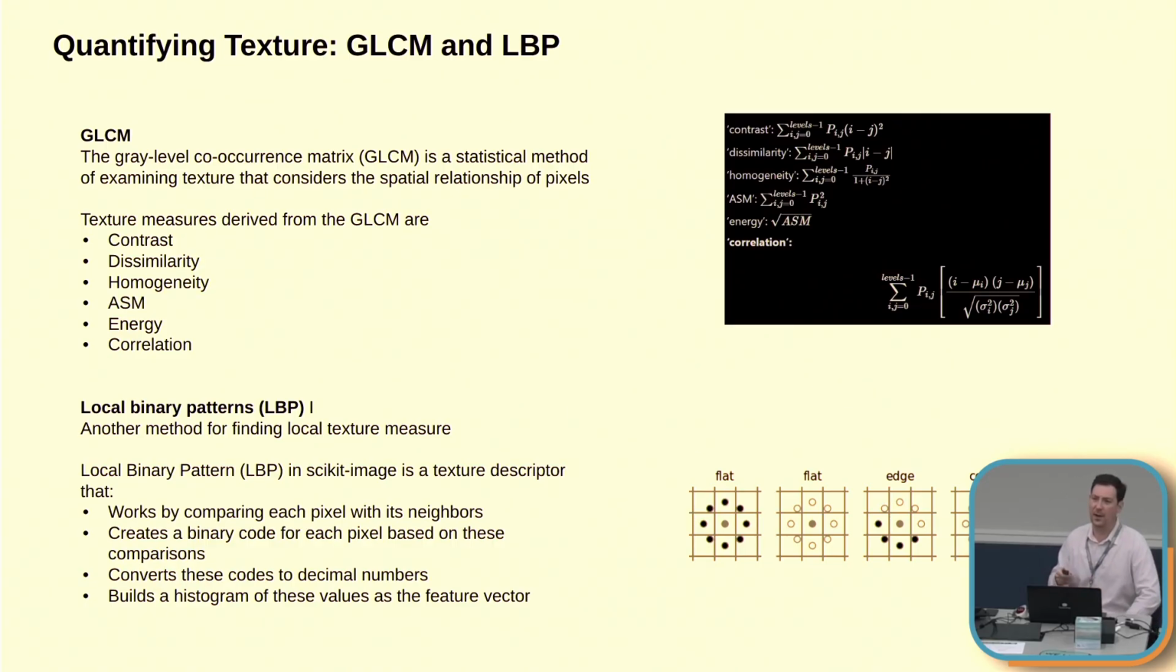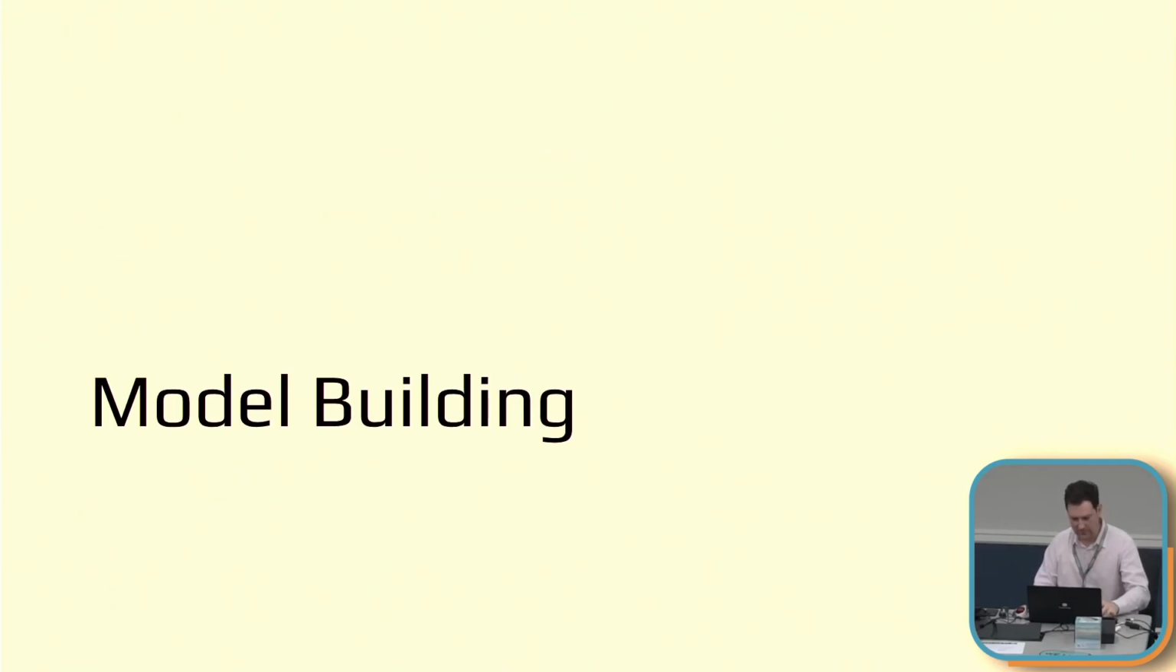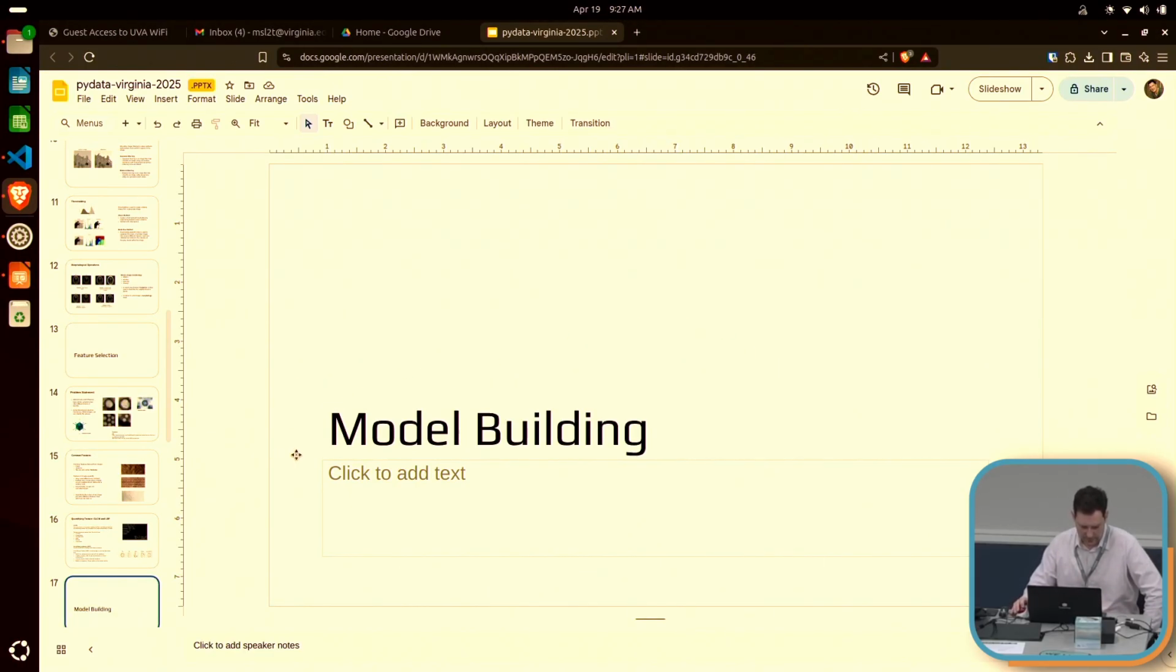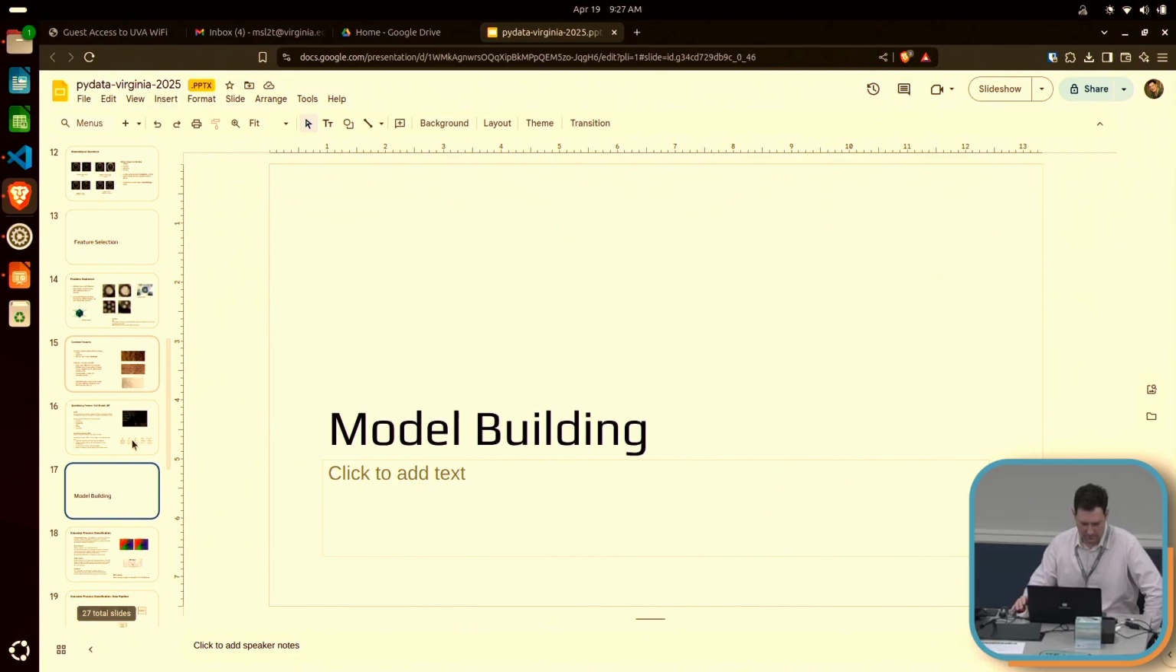Another really good feature detection tool is local binary patterns. It compares each pixel to its neighbors, and builds a histogram of these values as a feature vector. So that's another way to quantify textures.